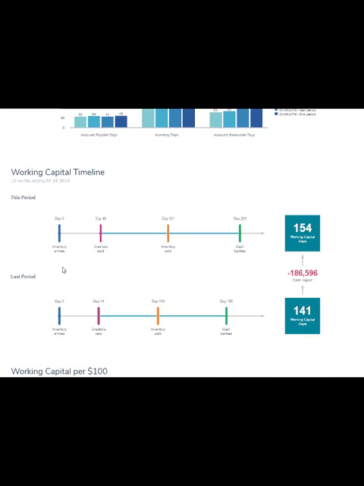This timeline is pretty cool. So this is the day that inventory arrives. This is the day 46 is when we're paying our suppliers. Our inventory then is sold at day 121. The cash is coming back to us at day 201.